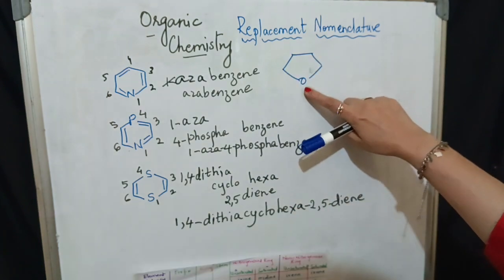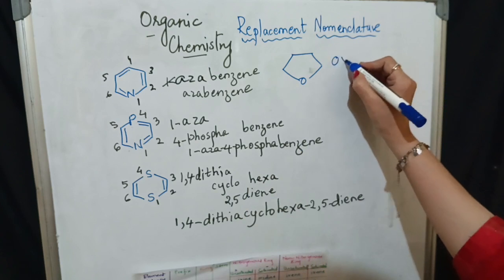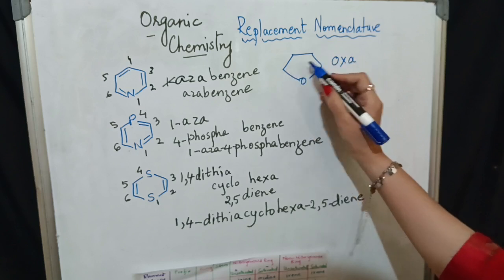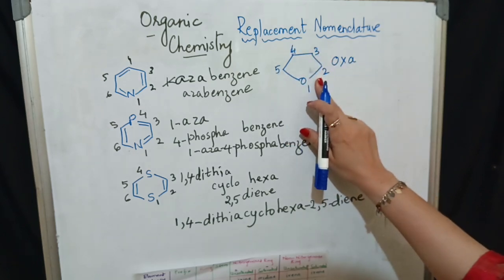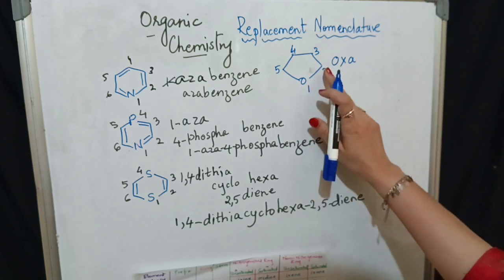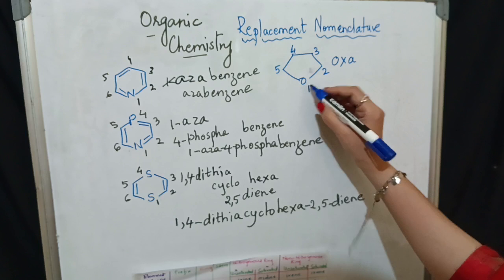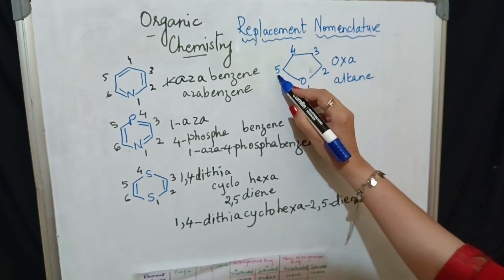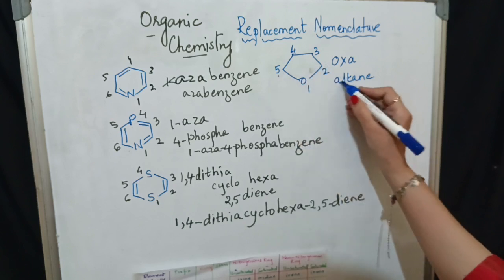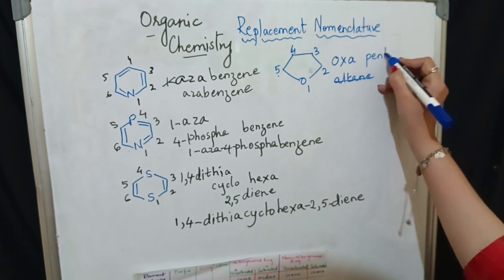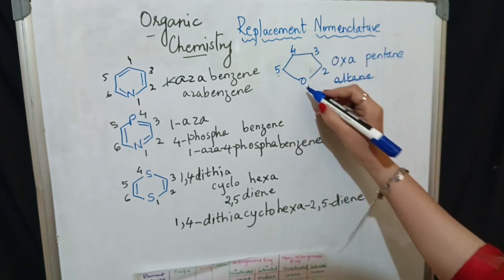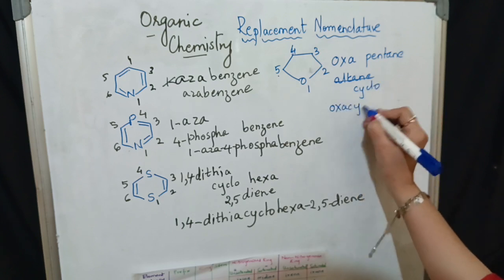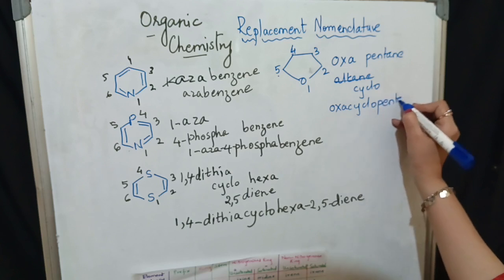Oxygen is present, so it is oxa. There are no double bonds present. It is a continuous carbocyclic ring. Therefore, it is a singly bonded heteroatom ring. Therefore, it is an alkane. It contains 5 carbon. Therefore, it is pentane. It is a cyclic compound. Therefore, it is cyclo. So the name is oxacyclopentane.